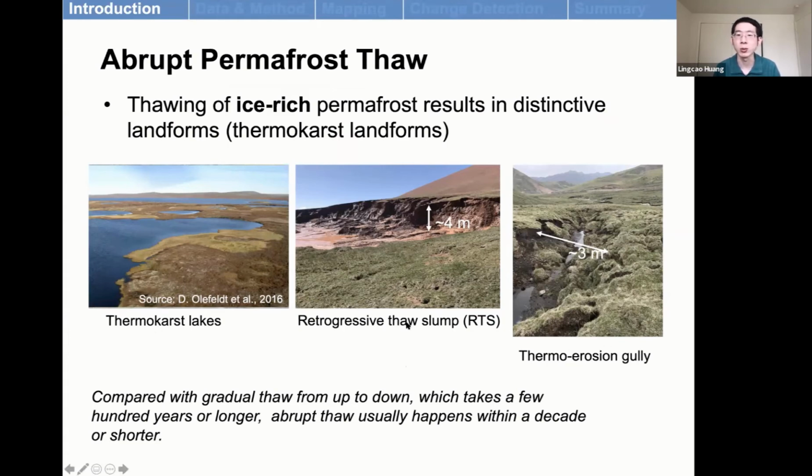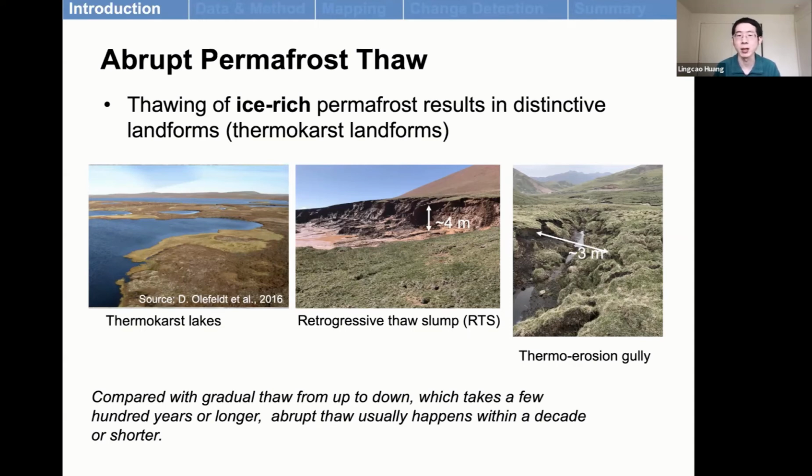And these two, one we call a retrogressive thaw slump, and both of these two are in Tibet. And this is a thermo-erosion gully. This is quite related to ice-rich permafrost. It means that in the permafrost, there is a lot of ice inside, and when this ice thaws, it can result in distinctive landforms on the surface, and we can use satellites to observe these landforms.